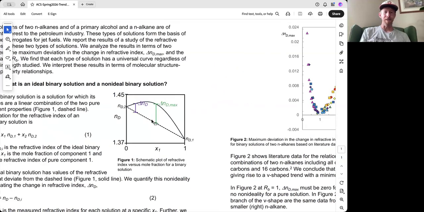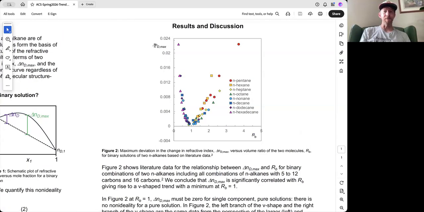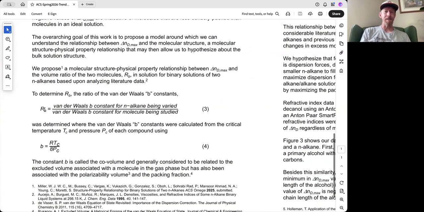You can see over here that the dashed line is for ideal binary solutions, and the refractive index would be linear between the two pure components. Delta ND is the max. So this would be the actual data that you all collect, and this would be the difference that we're calculating. That's the maximum difference in refractive index versus RB. RB is the volume ratio of the two molecules, and it's defined down here.